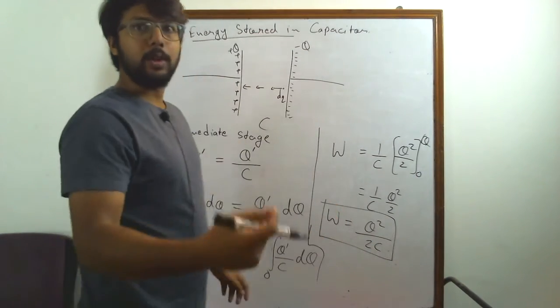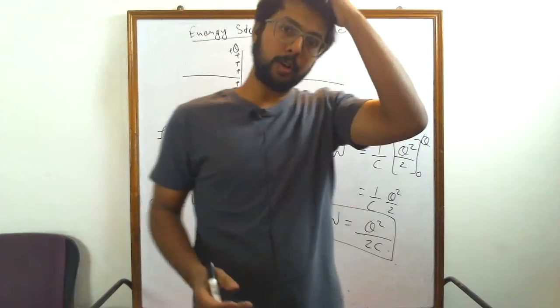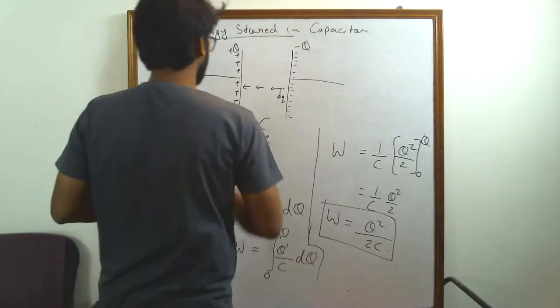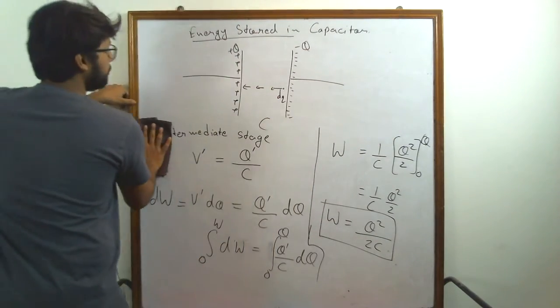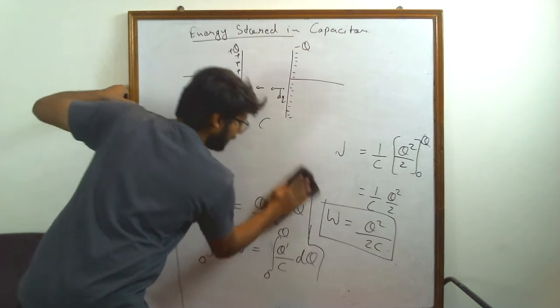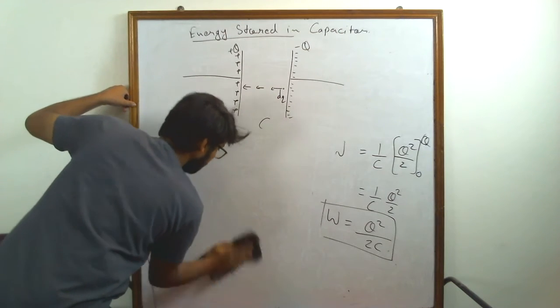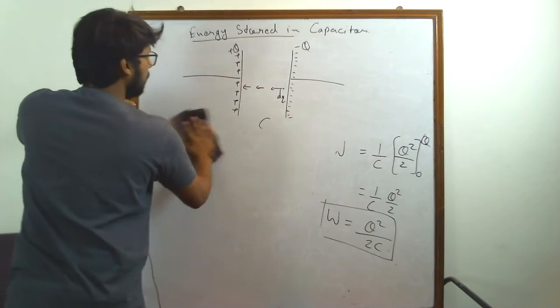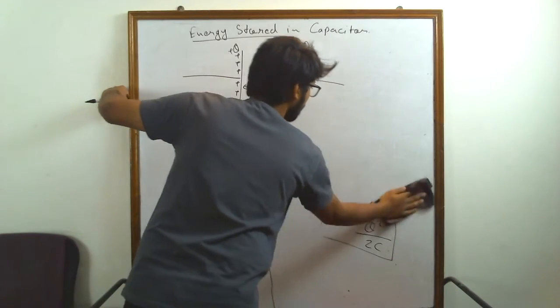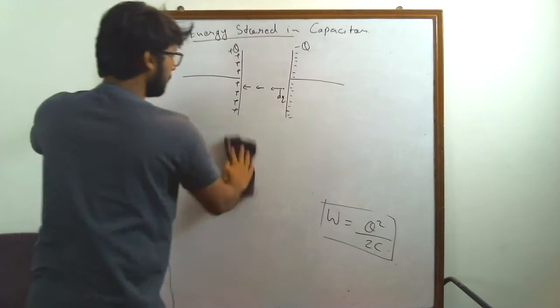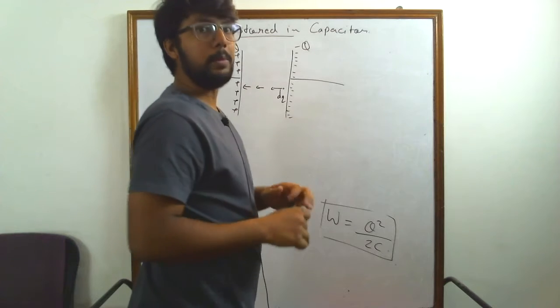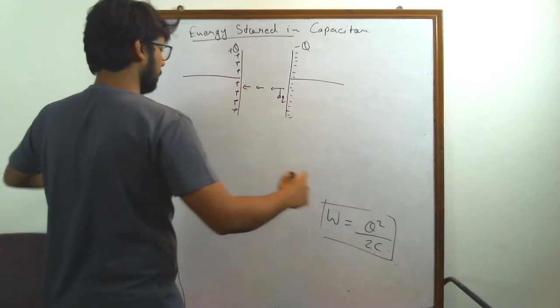And this is a very important result, which is the energy stored in a capacitor. So this is my total work done on a charge in a capacitor. So W equals Q square upon 2C.